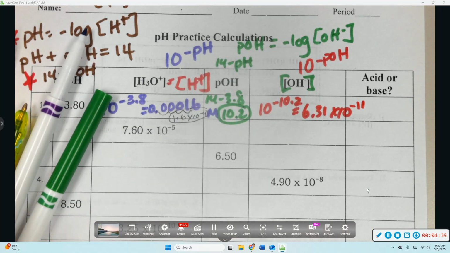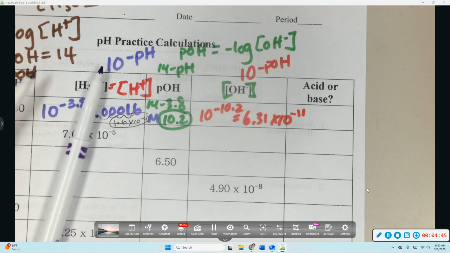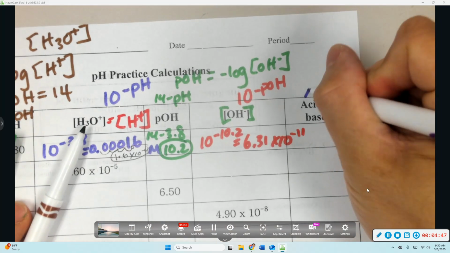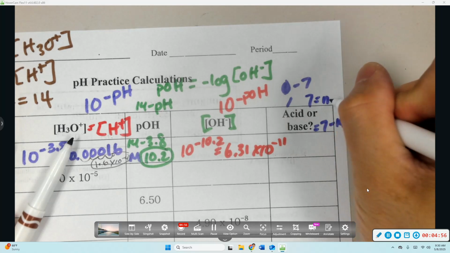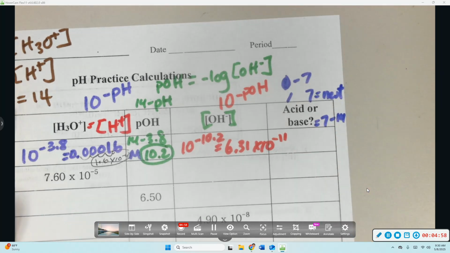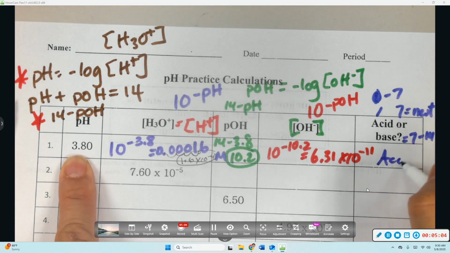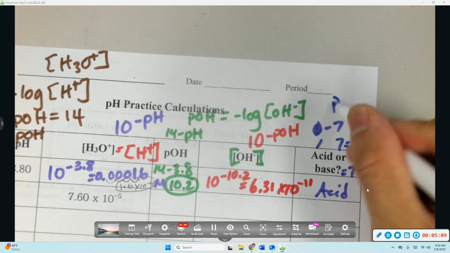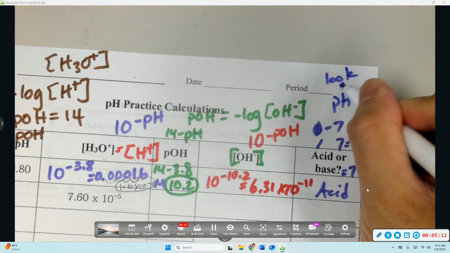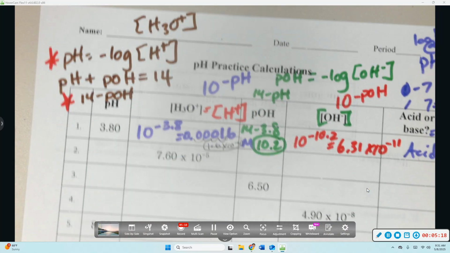Okay. And the last column, it's asking us, is it acid, base, or neutral? There's another option, which is neutral. So remember, acid is 0 to 7, base is 7 to 14, and 7 is neutral. I don't have enough room to write there, but okay. So look at the pH, 3.8. That's between 0 and 7, so that is an acid. Always look at the pH. Cool. So it's not too difficult.